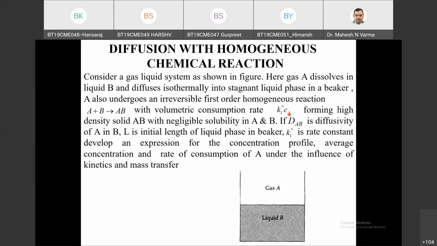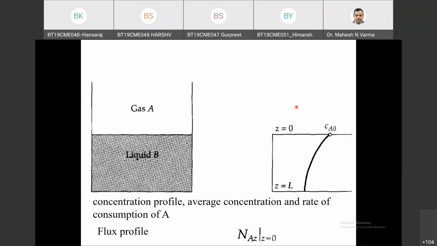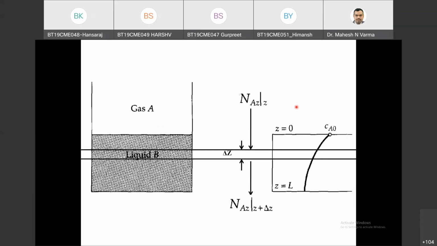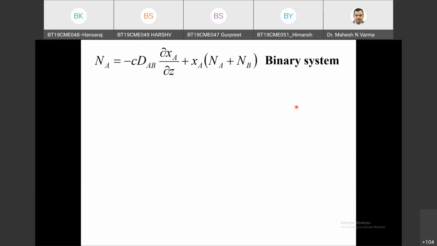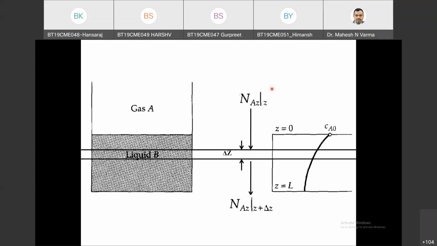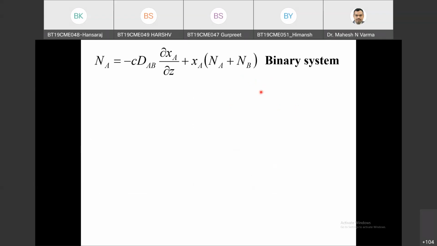And what will be the rate of consumption? This is a volumetric consumption rate, which means it is per unit volume. So we will have to multiply it with the volume, not divide. What is the volume of the differential shell? Surface area into delta Z, that is pi r square into delta Z. So you need to rearrange this equation, and this is for a binary system. NAZ, all the time, you will get a combined equation.